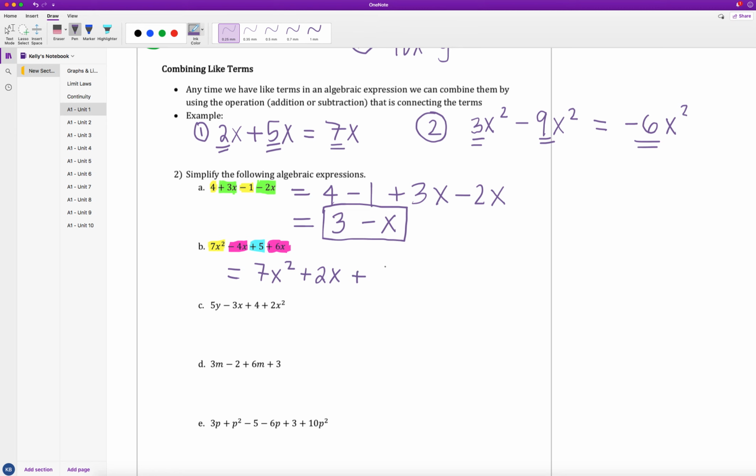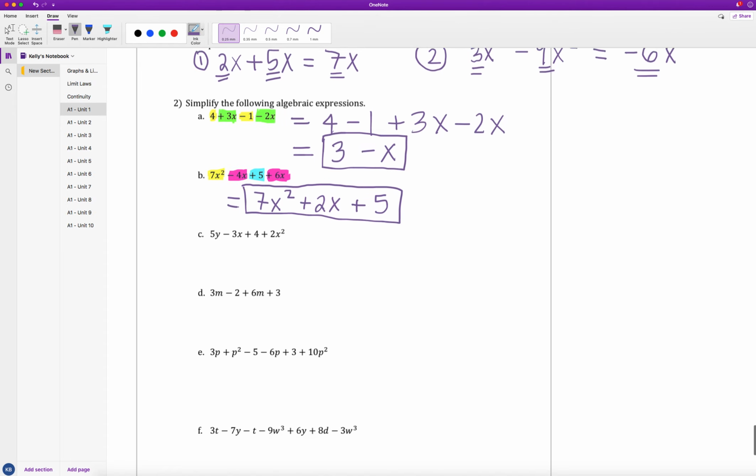And then plus 5 is my other term, and there's no like terms to combine with that guy, so he will be left unchanged. From here, I can't simplify any further because none of these are like terms. So although both the 7x squared and a 2x have an x in it, they are not like terms because their exponents are not the same.